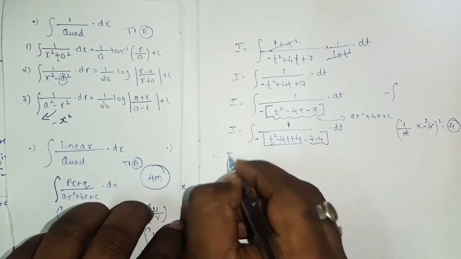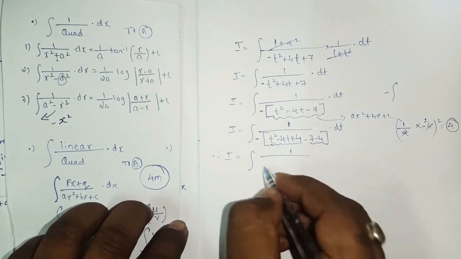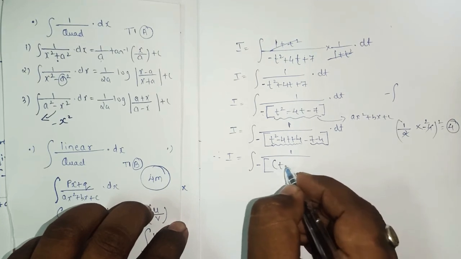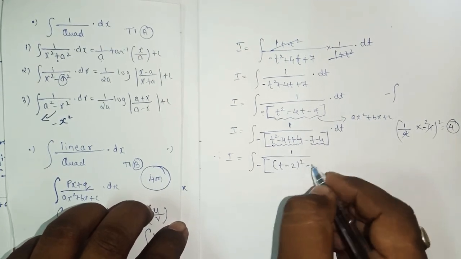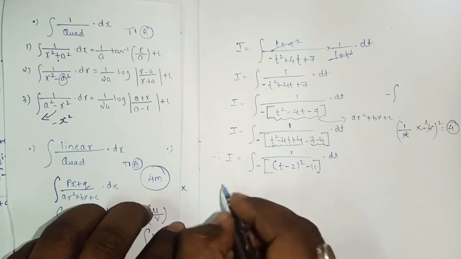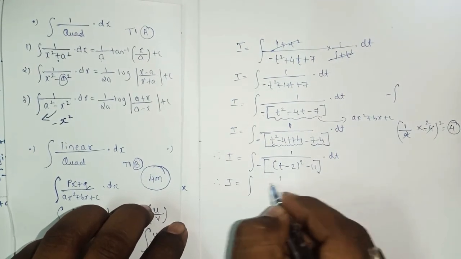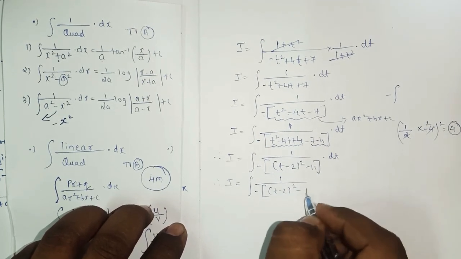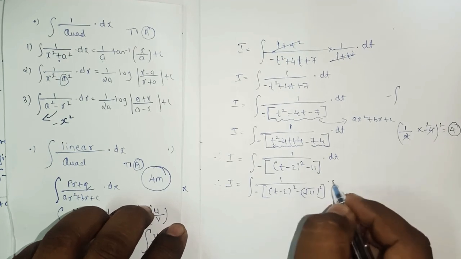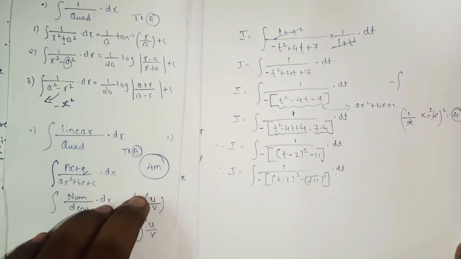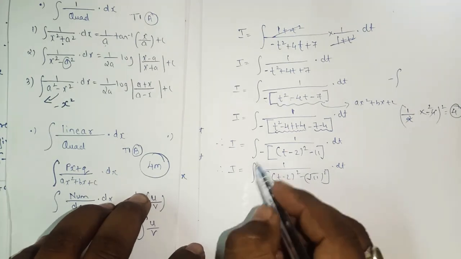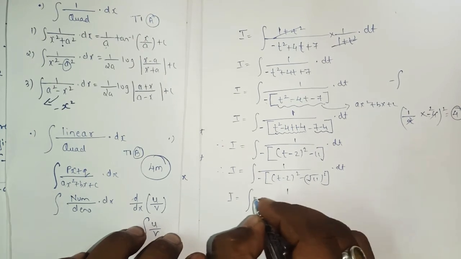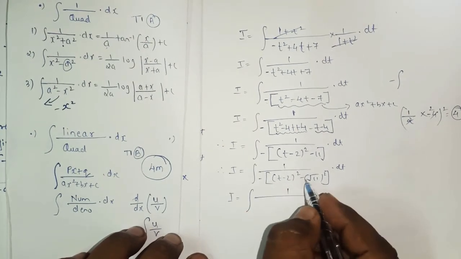So the next step will be what? I, 1 upon minus we will keep as it is. This part directly we can write as t minus 2 the whole square, and this we can write as minus 11. Okay, so therefore I will be equals to 1 upon minus t minus 2 the whole square, and this we can write as root 11 the whole square. Yes or no? I hope you all might be knowing how to solve integral 1 upon quadratic form. Okay, so now in this case we'll open the bracket with this minus. So here this minus minus will be plus.